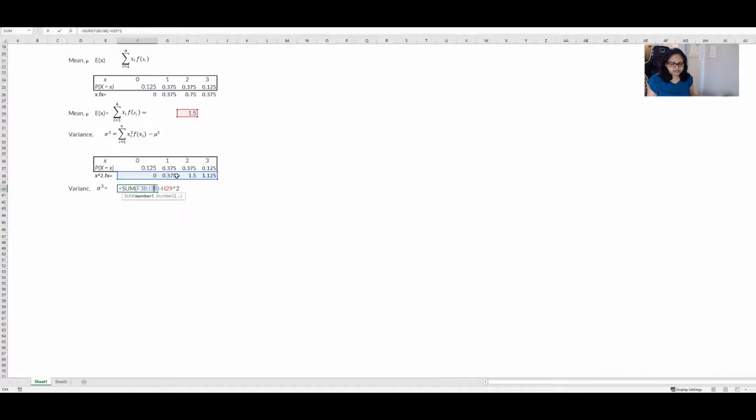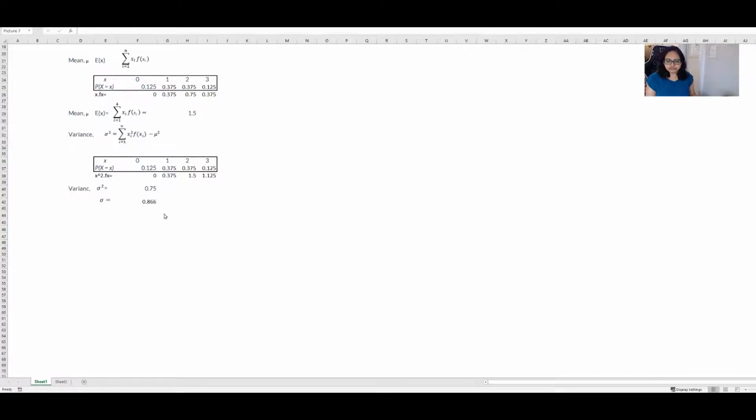You can use your calculator. It doesn't necessarily have to be Excel. It's easier for me to show you, that's why I'm using Excel. So you can see that I use the mean value to subtract from the sum so that I can get the variance of the random variable. You can also find the standard deviation of the random variable just by taking the square root of it.